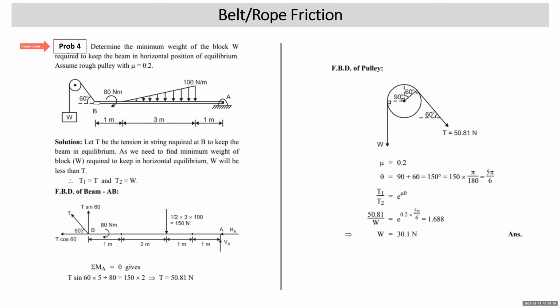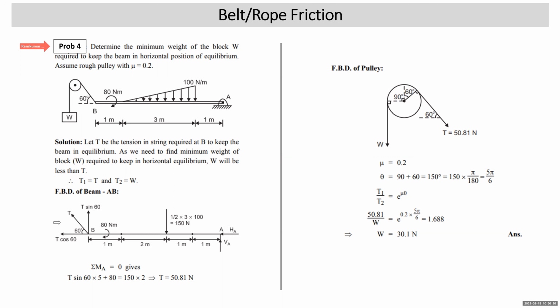There is an external moment. Here the beam at B is supported by a string, which is taken around a rough pulley. On the other side, there is a weight W attached. He is asking for the value of W required to hold this. To hold this means the value of W will be lesser. So this will be T2, and on this side the tension in the string will be T1. T1 is the tension in the string connecting to the beam at P, and T2 is this weight. That's what we understand.